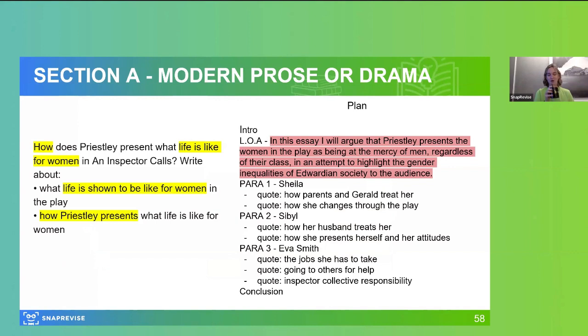So, one second. Oh, my throat's not doing well.